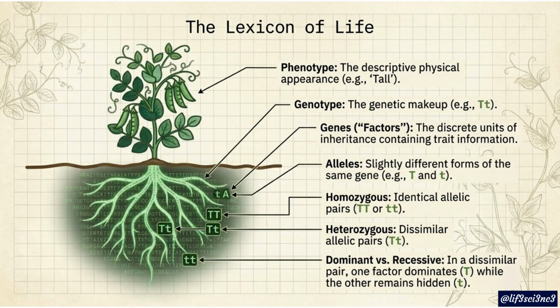To explain these results, we need to learn the lexicon of life. Mendel called the units of inheritance, quote, factors, which we now know as genes. Slightly different forms of the same gene are called alleles. If an organism has identical alleles, like capital TT or lowercase tt, it is homozygous. If the alleles are dissimilar, like capital T lowercase t, it is heterozygous. In a heterozygous pair, the dominant allele expresses itself, while the recessive allele remains hidden. This explains why genotype, the actual genetic makeup, differs from phenotype, the physical look.